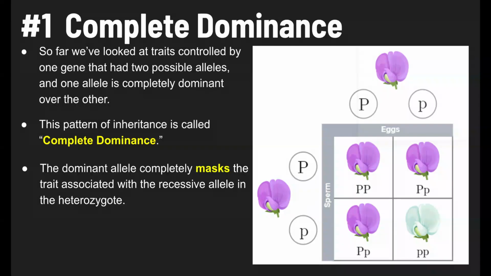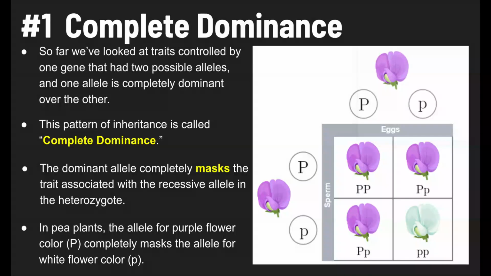The dominant allele completely masks the trait associated with the recessive allele in the heterozygote. So I've given you an example in this picture, pea plants. In pea plants, the allele for the purple flower color, the big P, is completely dominant. So it masks the allele for the white flower color, which is a little p, in the heterozygote.